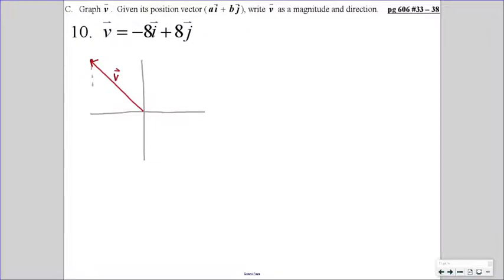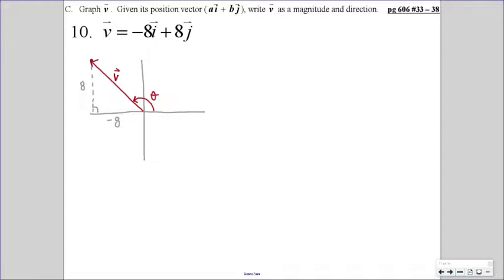And there's a couple things I know. We went to the left 8 and up 8 to get from the origin to our terminal point. And if we're asked to find the magnitude and the direction, what we want is the length of that vector, so essentially the hypotenuse of this right triangle, and this value theta here. Okay, that's the direction we're looking for.